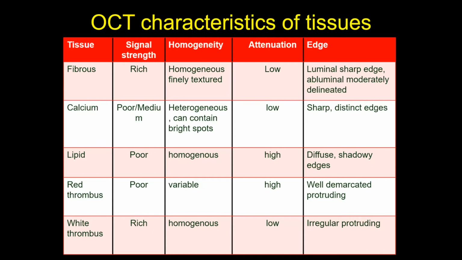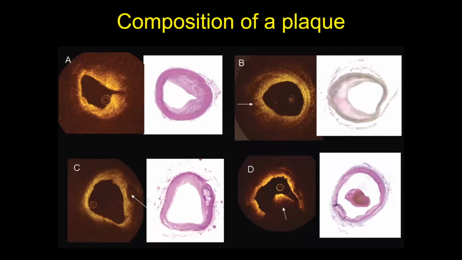On the basis of these four characteristics, we can almost define what kind of plaque, what kind of lesion we are looking at. So we'll go through a few examples of these. And here you can see the OCT pictures and the histology comparison to it.